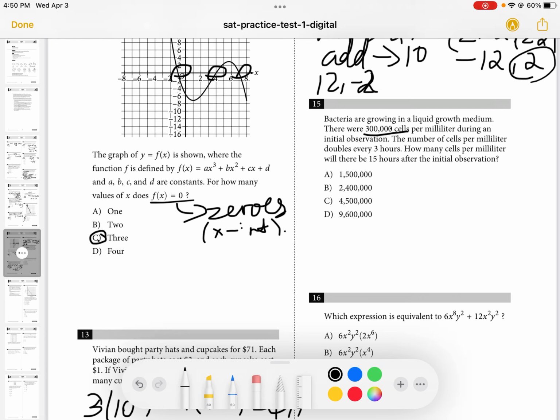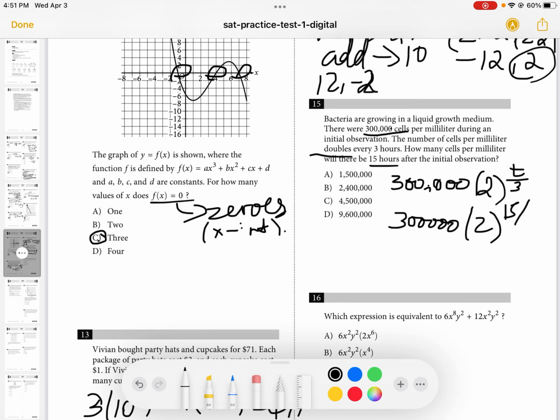So we can write an exponential function for this. We have 300,000 initially. We know that they double every 3 hours. So our base will be 2, and our exponent will be time t in hours divided by 3, because it doubles every 3 hours. So if we plug in t equals 15, we get 300,000 times 2 to the 15 divided by 3. That's 300,000 times 2 to the 5.